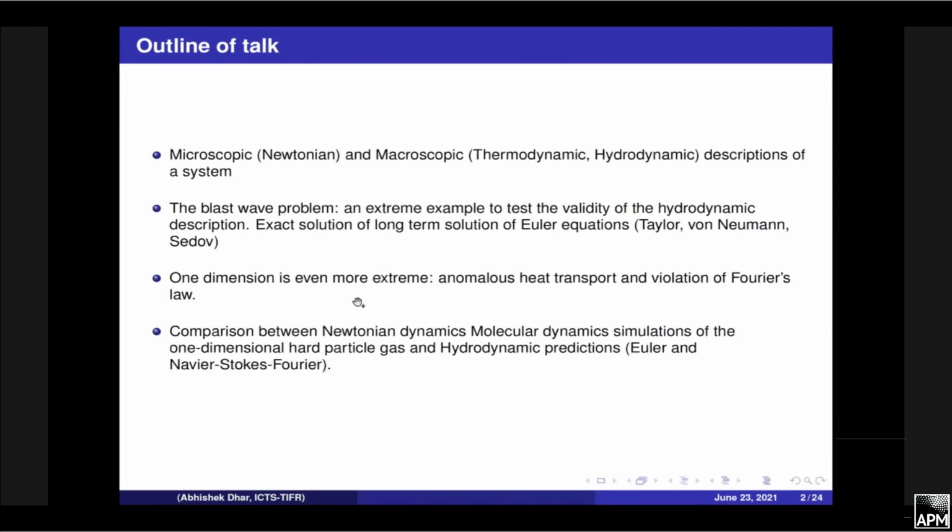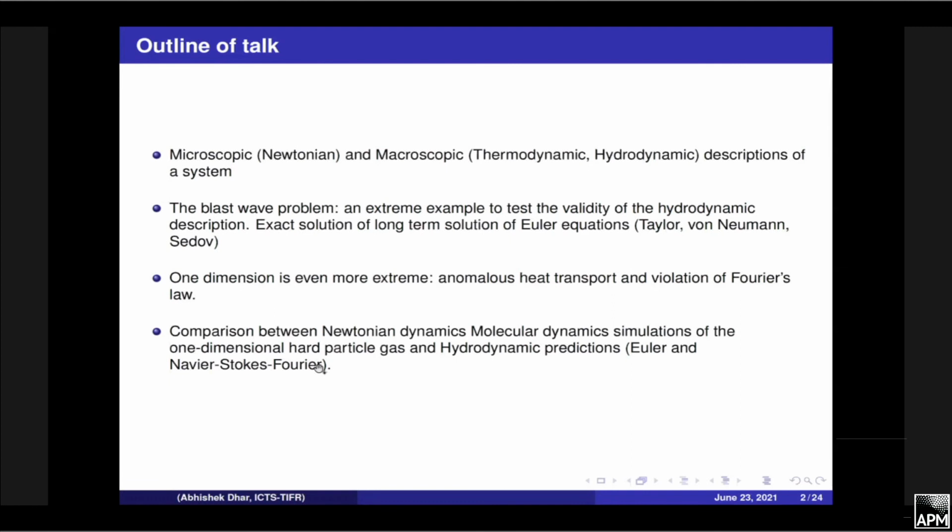And one dimension is even more extreme, because we know that in one dimension you have this phenomenon of anomalous heat transport and violation of Fourier's law. So we just want to understand what happens in this kind of situation. What I'll present is basically a detailed comparison between what you get from Newtonian dynamics, molecular dynamics simulation of a very simple one-dimensional model, a hard particle gas, and what you get from Euler equations or Navier-Stokes-Fourier equations.